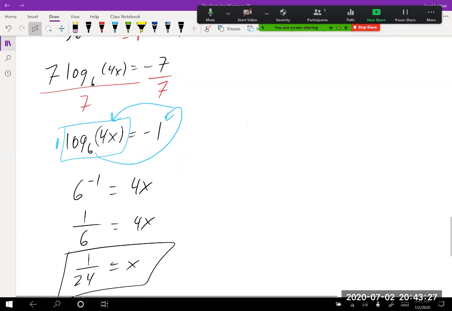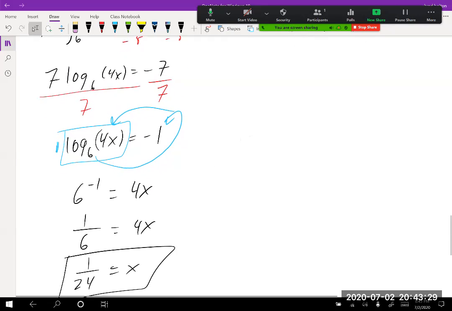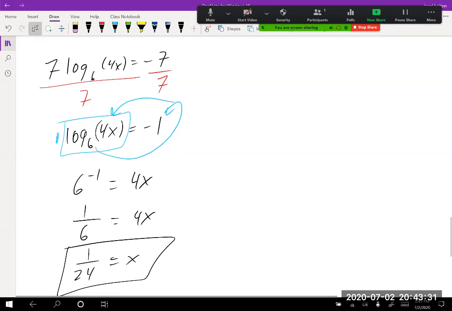And let's make sure it's in the domain. Yeah, because it'll keep the inside still positive. So all I'm doing is I'm looking and seeing if I plug 1 over 24 in here, will I get 0 or will I get a negative? The answer is no, so I'm okay. It's in the domain. Okay.